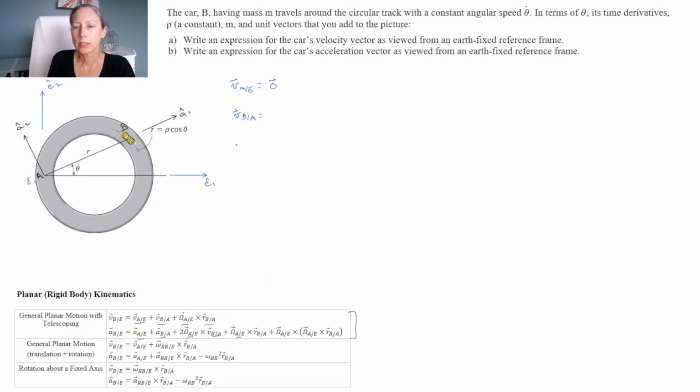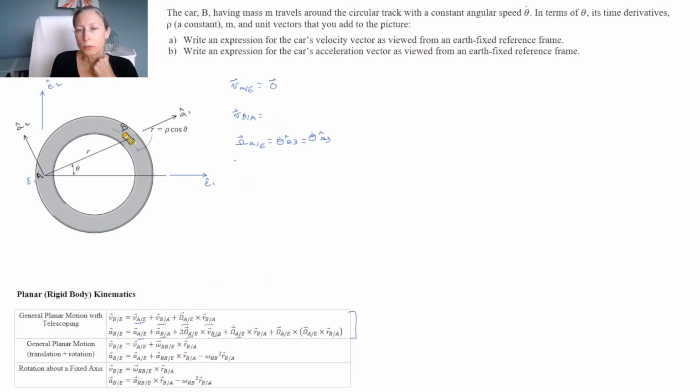Okay, so let's do omega, the angular velocity of A with respect to E. And that's just going to be theta dot, in the E3 direction, but E3 equals A3. So we can write it either as theta dot E3 or theta dot A3, and we can use either unit vector, whichever one is more convenient.